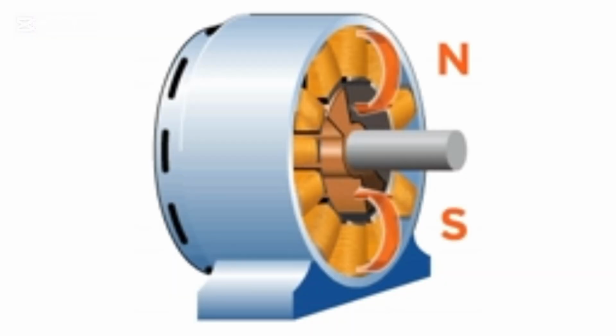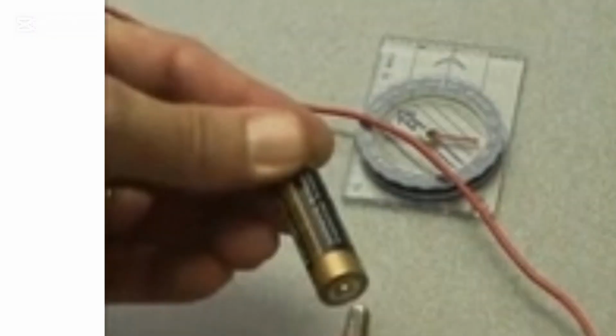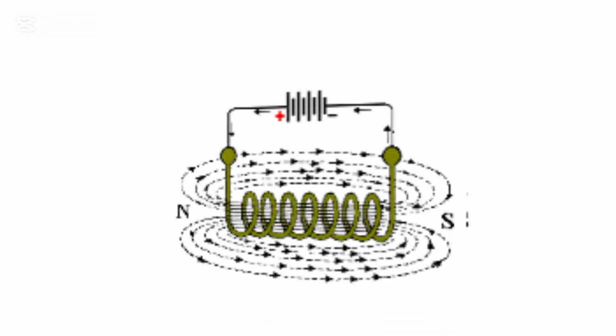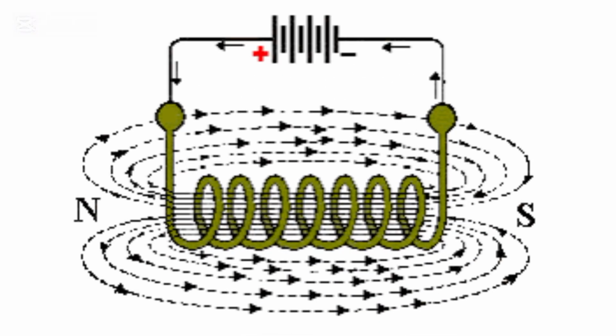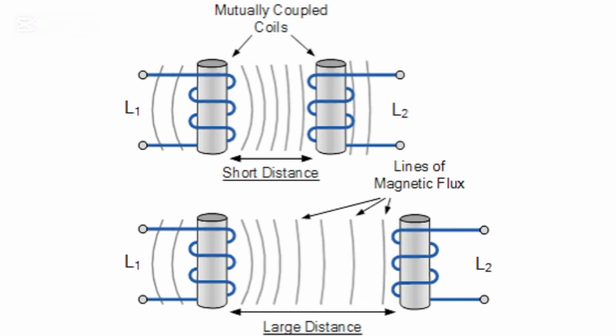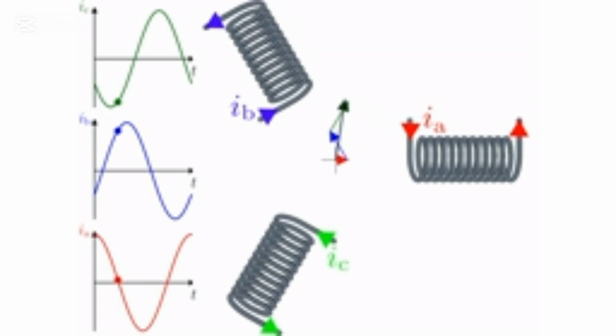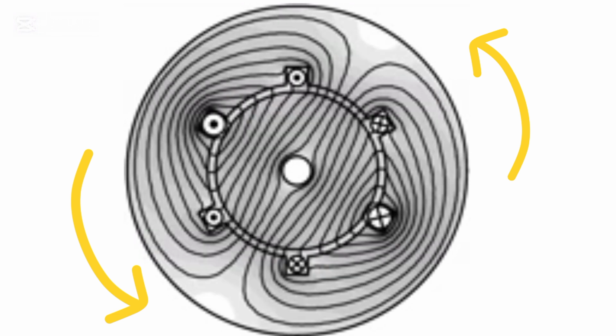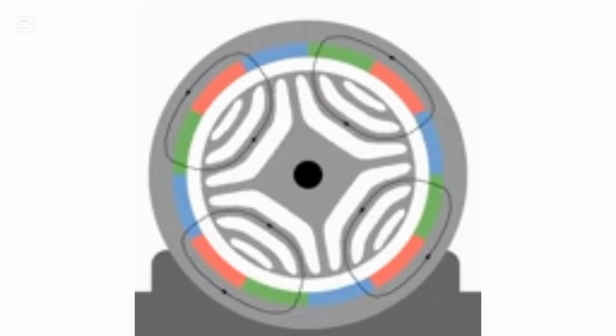Every motor turns because of one simple principle. Electricity creates magnetism, and magnetism can create motion. When current flows through a wire, it produces a magnetic field around that wire. Now if we place that wire near another magnetic field, they interact. They push and pull on each other. That push is what makes motors spin.